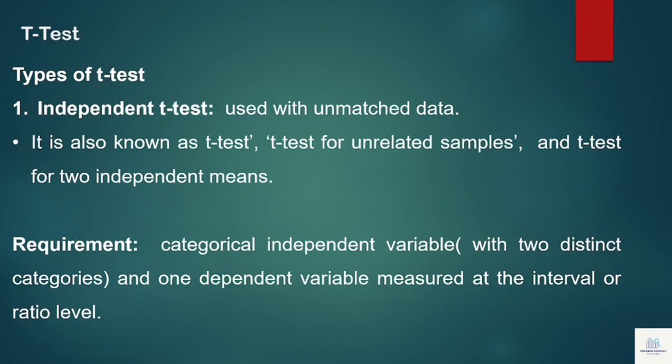Now, the independent t-test is used with unmatched data. It's also known as the independent samples t-test, and you just test for two independent means. We're going to see that in a moment. Now, requirements, we just talked about a categorical independent variable with two distinct categories like group A, group B, male and female, boys and girls, class A, class B, or school A, school B, or business A, business B, and things like that. And the dependent variable that will be measured has to be either in interval or ratio level.